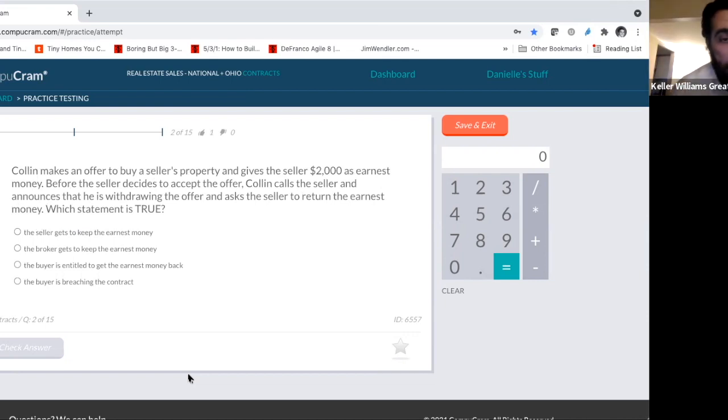All right, question number 2. Colin makes an offer to buy a seller's property and gives the sellers $2,000 of earnest money. Before the seller decides to accept the offer, Colin calls the seller and announces that he's withdrawing the offer and asks the seller to return the earnest money. Which statement's true? A, the seller gets to keep the earnest money. B, the broker gets to keep the earnest money. C, the buyer's entitled to the earnest money back. Or D, the buyer's breaching contract.